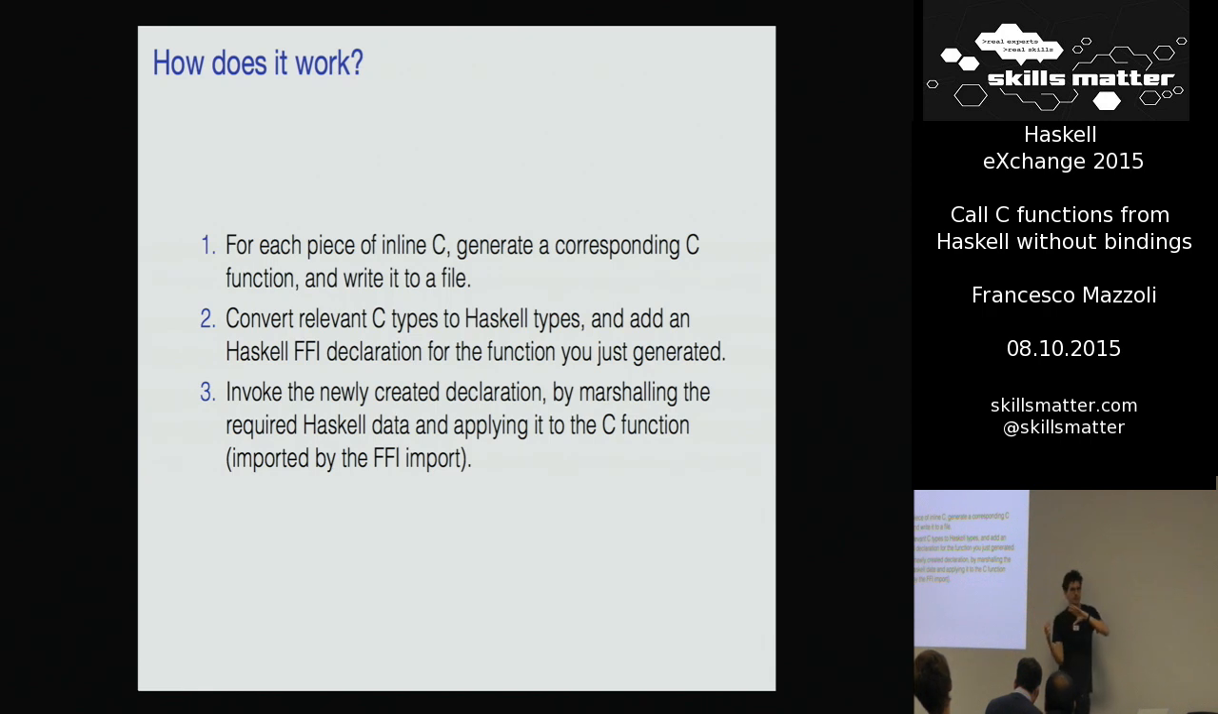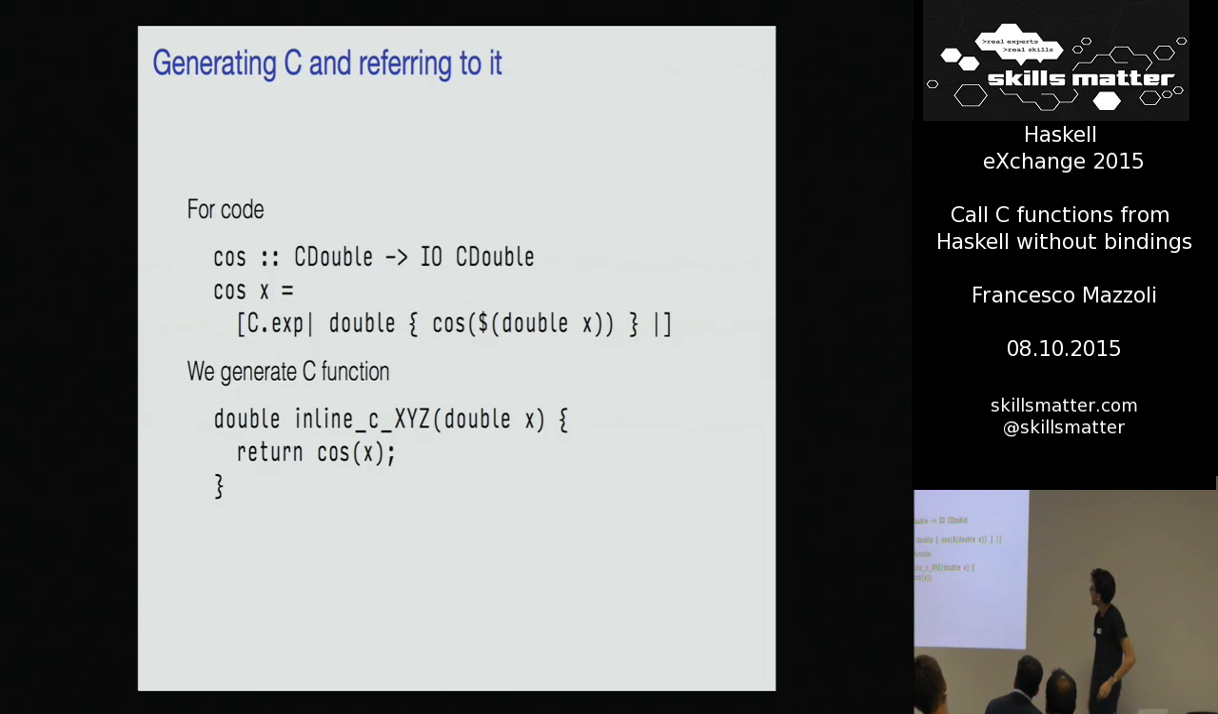Then we convert the C types that are involved in this function back to Haskell types. This is the second stage. And we generate an FFI binding for this C function. And then we invoke this binding, preparing the arguments the way we need to. This might go from not doing anything, like if you're just bringing a double in, or getting the pointer out of a vector, or stuff like this, right? So this is to give you an idea. If we have this function, which for some reason we want to compute the cosine of a number in C, we can do that.